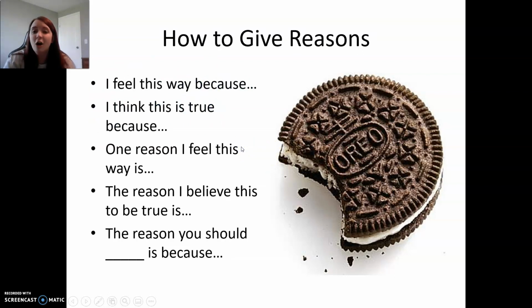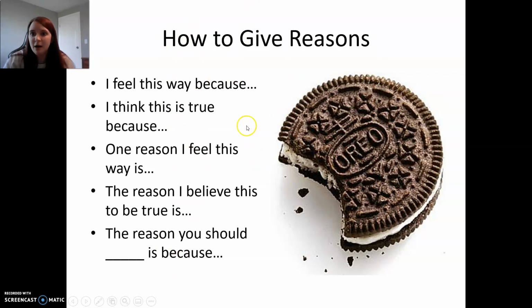The next part is the R. As we know, OREO, next letter is an R. Now we have to give our reasons. We can't just say, I think that all students should wear uniforms because they're cool. Okay, that's not really a good argument. I believe all students should wear uniforms so that no one argues about what they're wearing. That's a little bit more of a stronger reason.